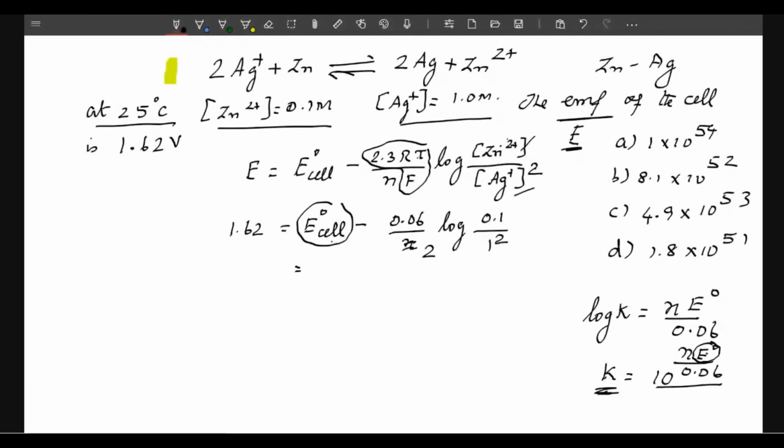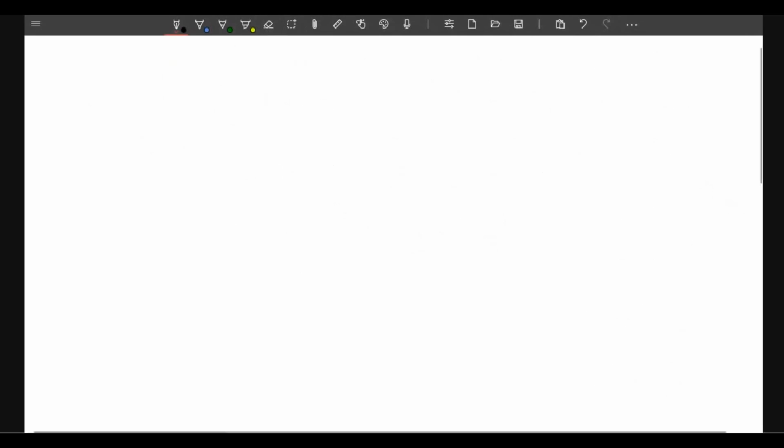I think it is sufficient to find out the 10 power value to arrive at the correct answer. Therefore, do this calculation in your phone. Next, we will go to see the last application of this electrode potential.